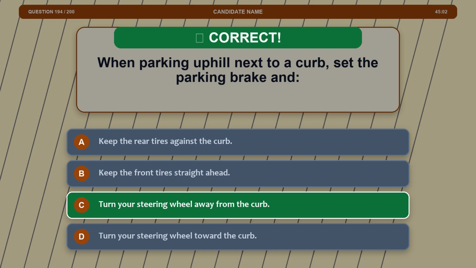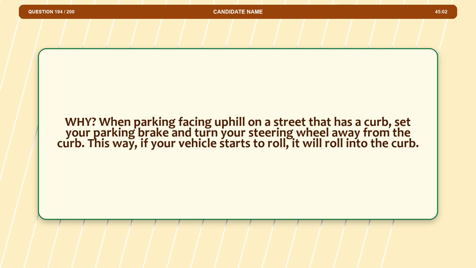Turn your steering wheel away from the curb. Explanation. When parking facing uphill on a street that has a curb, set your parking brake and turn your steering wheel away from the curb. This way, if your vehicle starts to roll, it will roll into the curb.